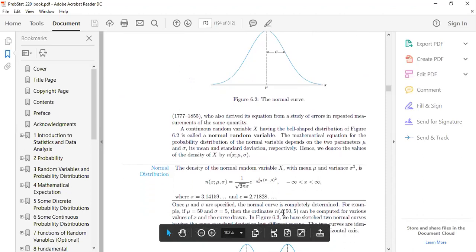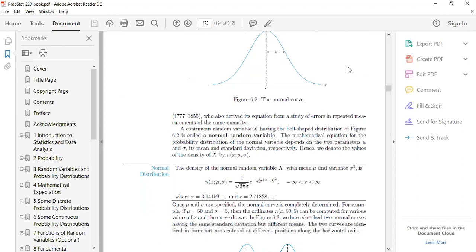And the continuous random variable x having a bell-shaped distribution, as I told you in the figure, is called the normal random variable. The mathematical equation for the probability distribution of the normal variable depends on two parameters: the mean, mu, and the standard deviation, sigma, the positive square root of the variance. And hence we denote the value of the density function of x as n(x; mu, sigma). So mainly mu and sigma are important, because the normal distribution is based only on mu, the mean at the top of the curve, and sigma.